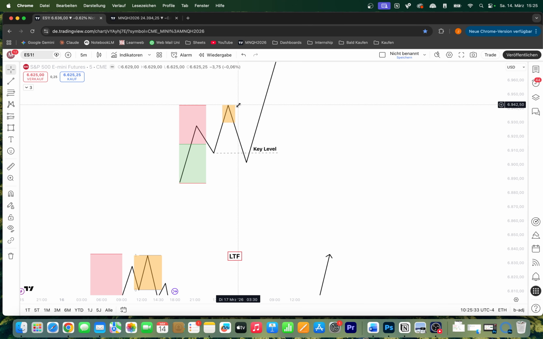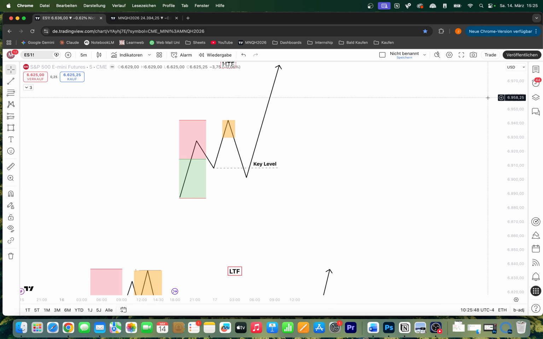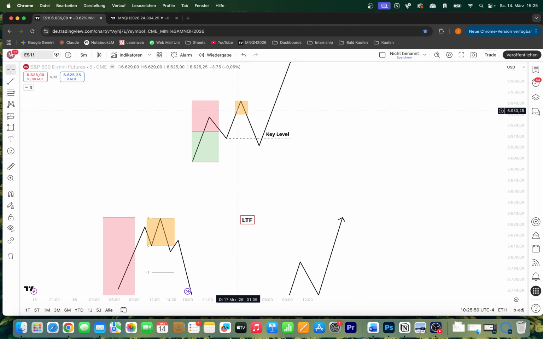So we have an uptrend here, and we're looking for price to come down, hitting a key level here. And we are just trying to measure, okay, when could this bearish manipulation be over, and when is the trend continuing. I hope you understand this. You can see this orange zone here is the manipulation zone.